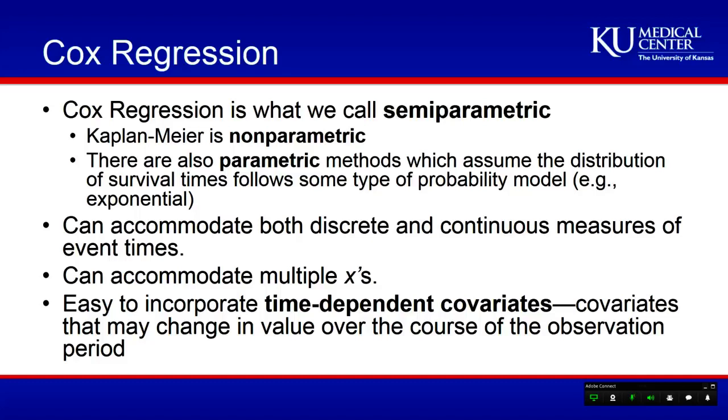The nice thing about Cox regression, again, is that it can accommodate multiple predictors in a single regression model. And it's also easy in Cox regression to incorporate those time-dependent covariates that are changing in value over the course of the observation period. The example that I gave last time was oral contraceptive use in athletes. They might switch on and off. And if we don't know how that exposure is changing over time, we might make the wrong conclusion about the associated risk with fractures.